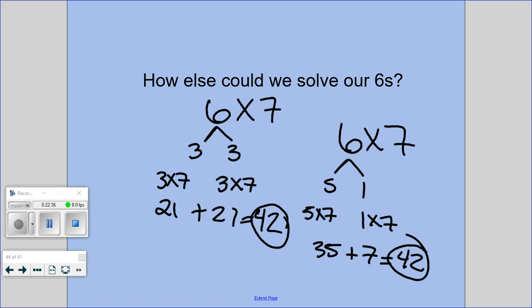So, as we start working on the more tricky math facts, I want you to be thinking, how can I break it up into easy math facts that I already know? Does this make sense? Yeah.